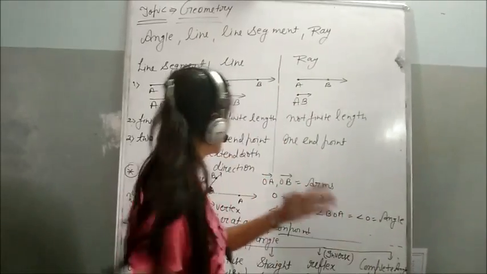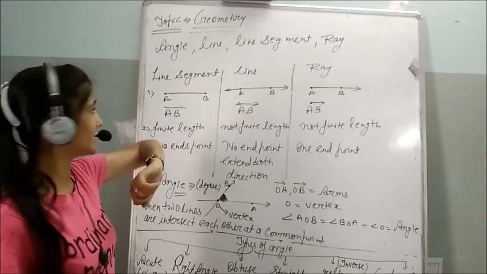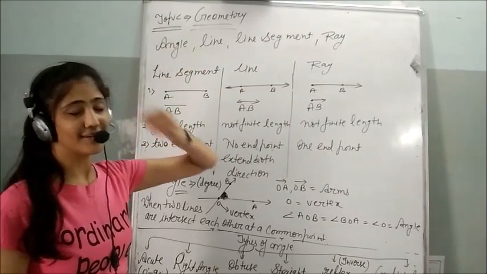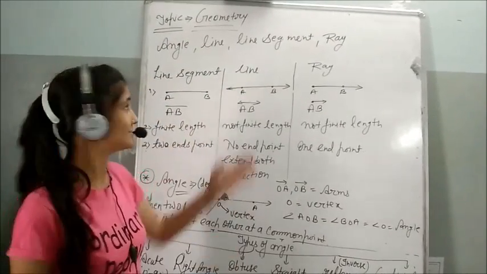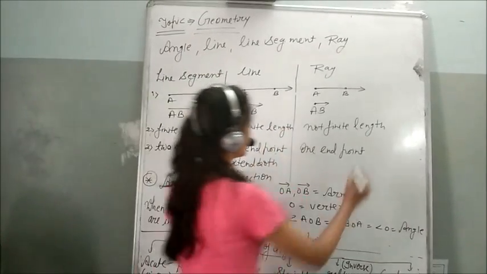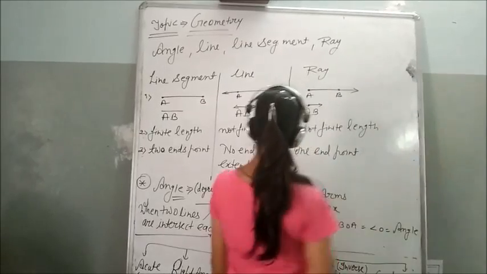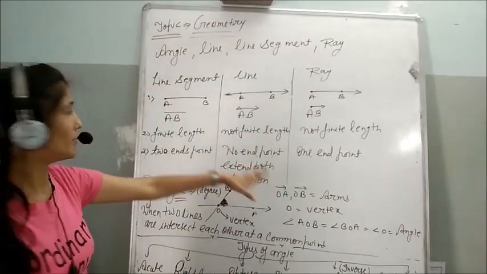Our topic is geometry. It is very simple and the easiest topic of geometry. When we use the geometry box, it contains the scale, ruler, protractor, and compass. There are more apparatus used in geometry.